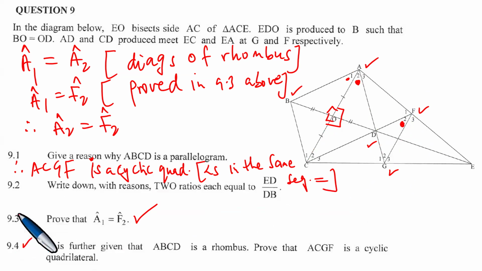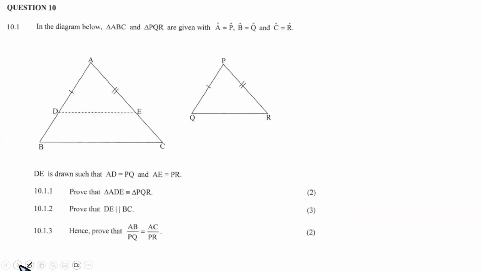And this has allowed us to conclude that ACGF is a cyclic quadrilateral, because the angles in the same segment are equal to each other. Once again, if I lose you, forgive me there. Okay, next question. This is one question that's very important.